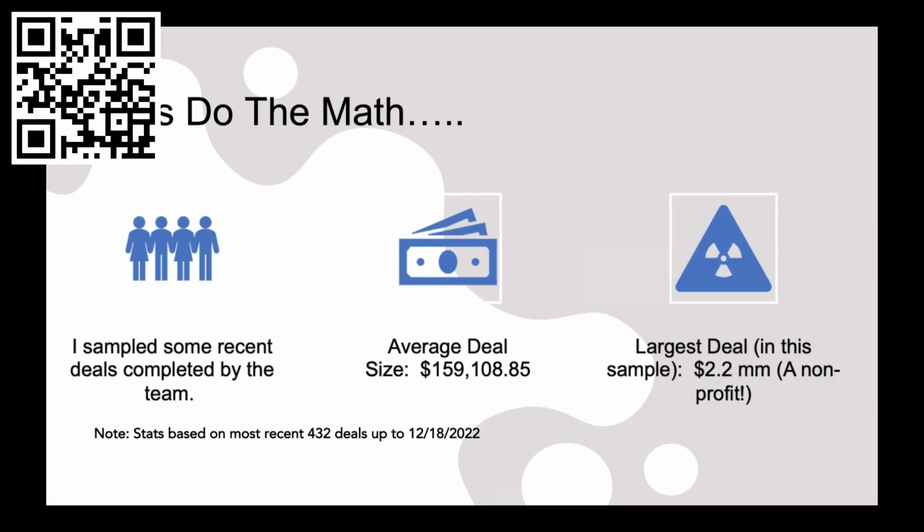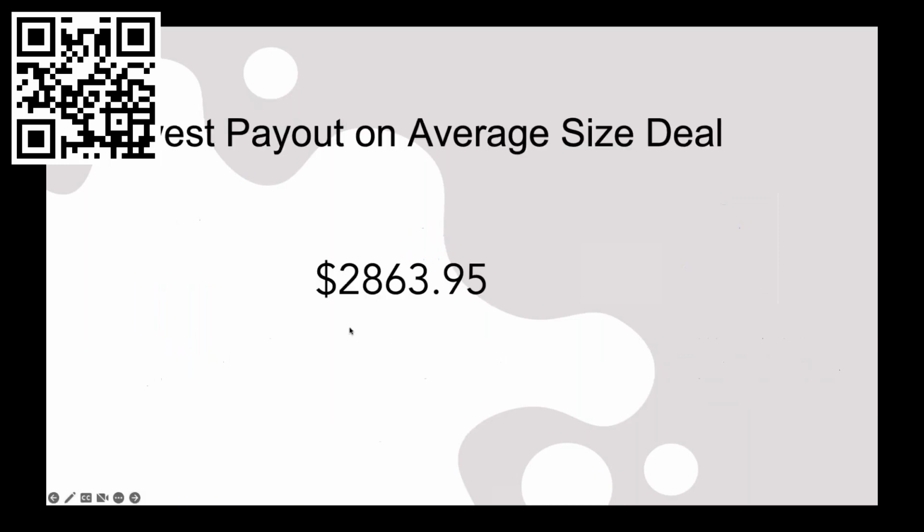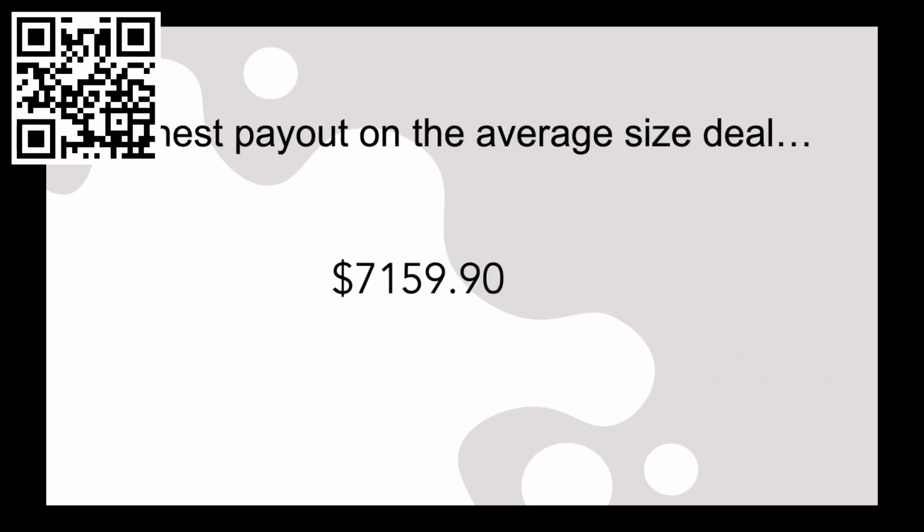The largest one in that math was 2.2 million, which was for a nonprofit in California. So that's the average, and that's the biggest, right? All right. So the lowest payout was about 2,800. The average payout was about $7,000. So I want you to think about that. On an average deal, there was a low payout and a high payout.